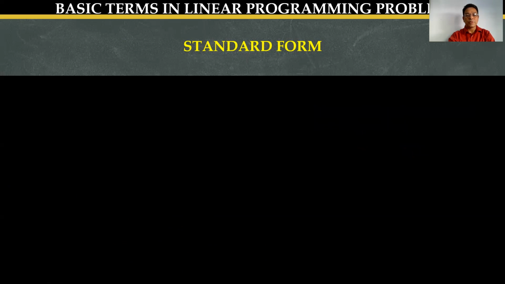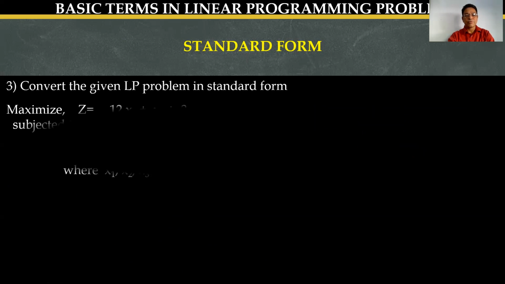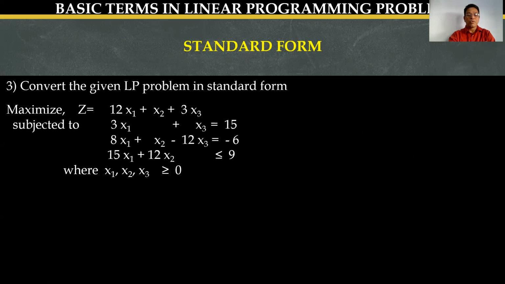Let's move on to the third problem. And here also we have to convert it into standard form. What's the difference here? Here we find that the first equation is an equation. There is no inequality here. It is just an equation. So it is satisfying the standard form condition that it should be an equation. Right hand side is positive, so no issue with the first constraint.